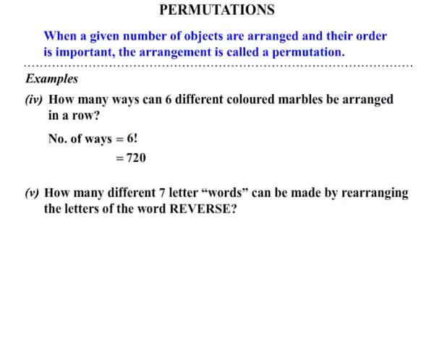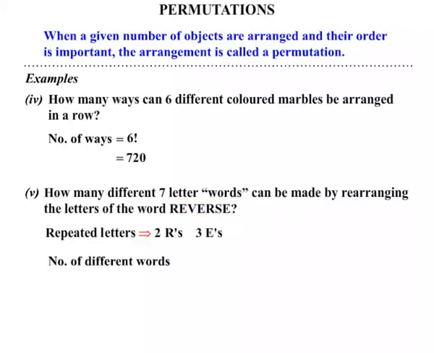How many different 7-letter words can be made by rearranging the letters of the word reverse? Well, the word reverse, a little bit different from the ones before, they have some repeated letters in it. So notice there's 2 R's there, and also there are 3 E's. Now that's going to affect the different combinations.